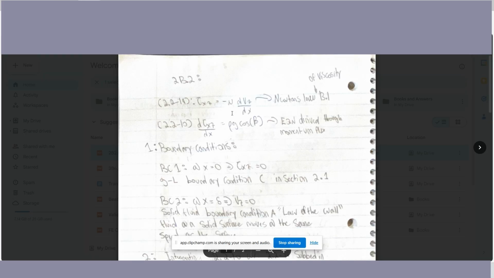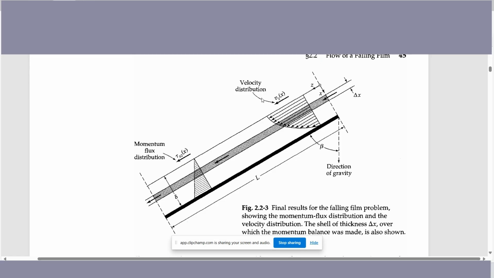First boundary condition: at x equals 0, tau xz, or the shear stress, equals 0. This is because tau xz is proportional to the derivative of Vz, and since Vz is at a max here, the derivative of that will be 0, because at local maxes and local mins, the derivative is always 0. So that's why that boundary condition is at x equals 0, tau xz equals 0.